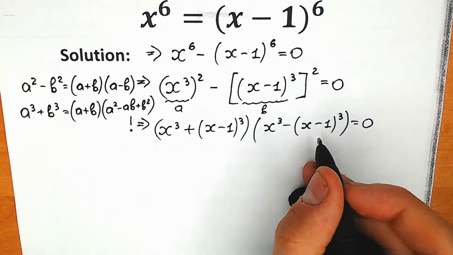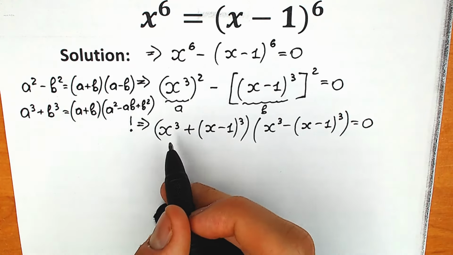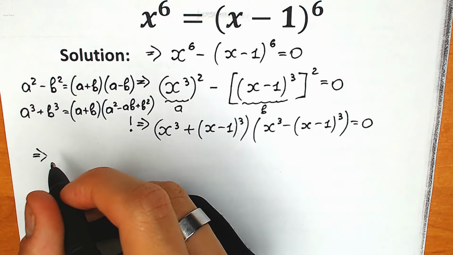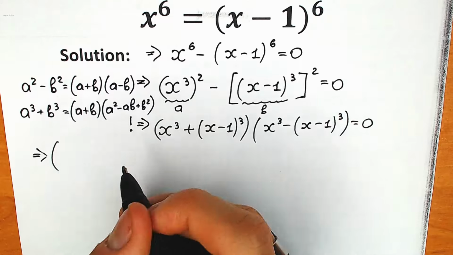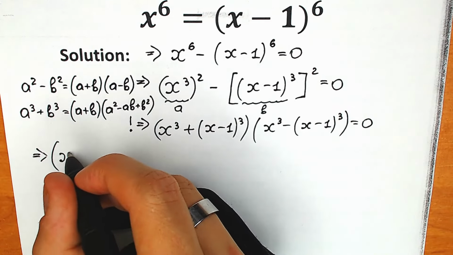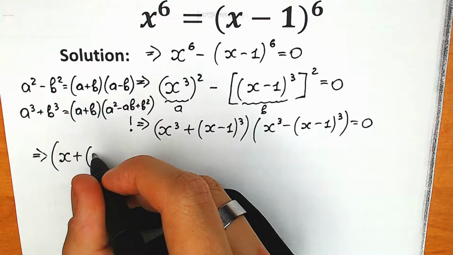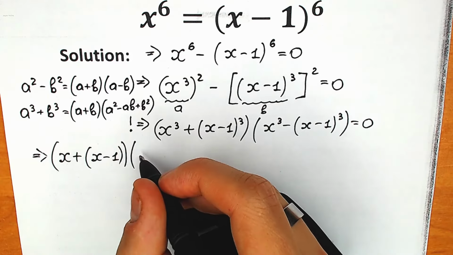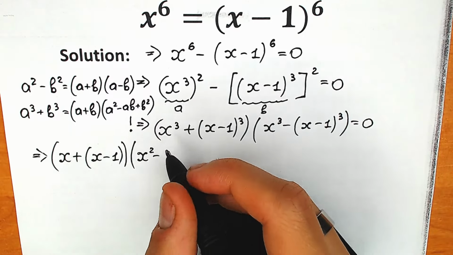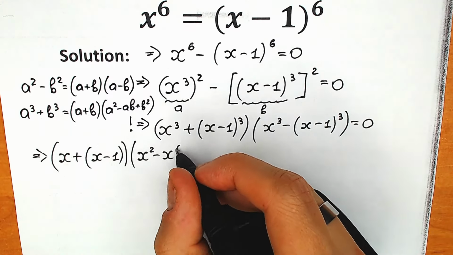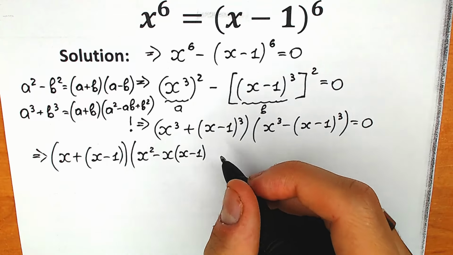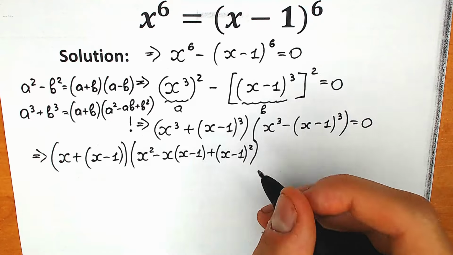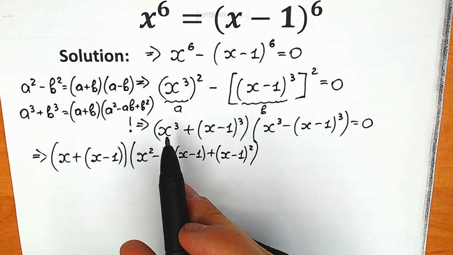So right now let's try to expand these expressions according to this formula. I'm going to start on the left side because it will be a really long line. So first of all, let's expand this one, x cube plus this expression. So we have (x plus x minus 1), this is our first parenthesis, and the second parenthesis, x square minus x times (x minus 1) plus (x minus 1) square. So we expand this expression, a sum of two cubes.